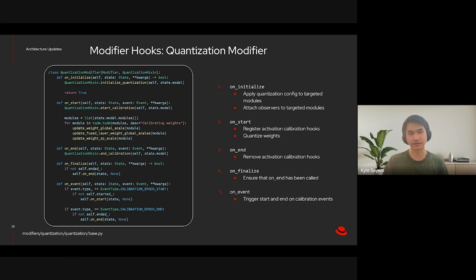Yeah, those are specified by the modifier. And then it also does a step here to quantize the weights themselves. On end is called after calibration finishes, so this just removes all of the hooks. And then on finalize just ensures that on end has been called.